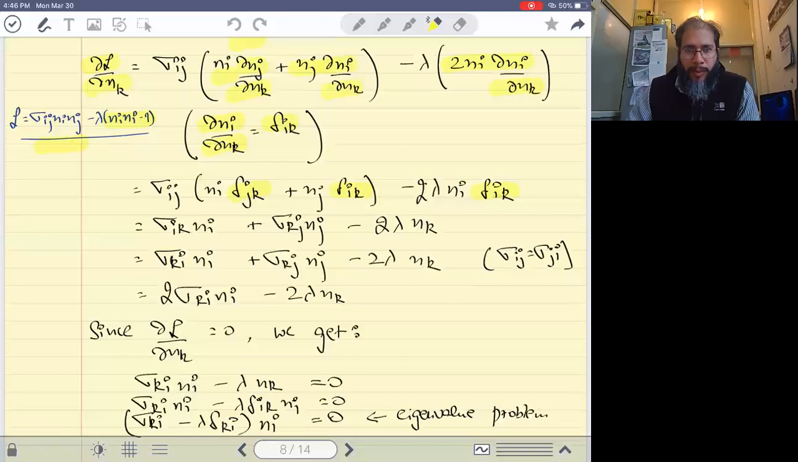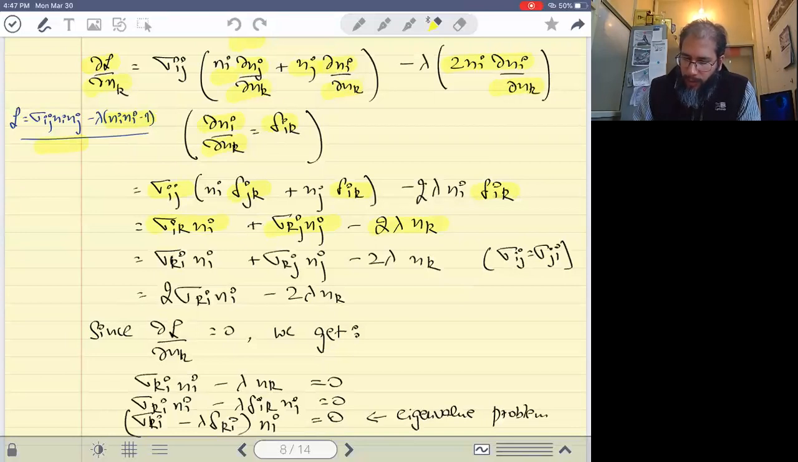Then you can apply this. You can expand this. You can apply the distribution property of multiplication, and then you get the term sigma ik ni by applying the substitution property of delta. You get sigma kj nj, and you get minus 2 lambda nk.